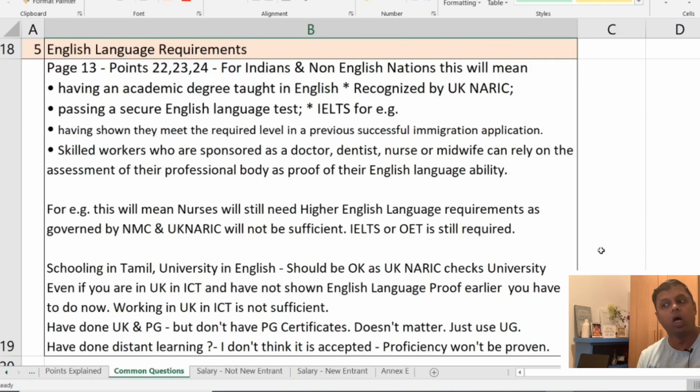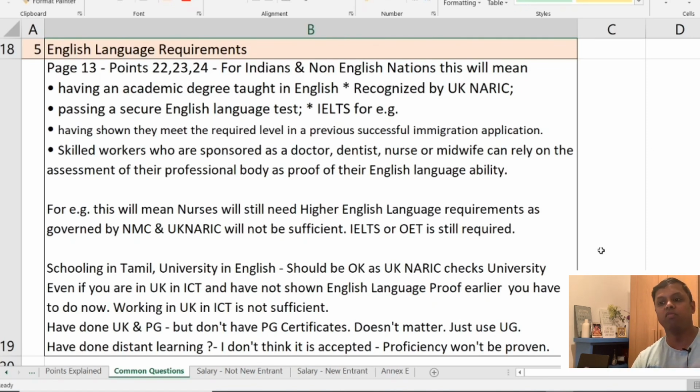So on top of this, if you are going to be working as a nurse, then your professional body like NMC, Midwifery Council, they have a further English language requirement. Like for example, if you've done your UK NARIC, that's sufficient for the visa for the points-based system. But NMC will require you to write your IELTS or your OET and get certified to a certain level, which means that your professional body, the workplace that you're going to join, they might have a higher English language requirement.